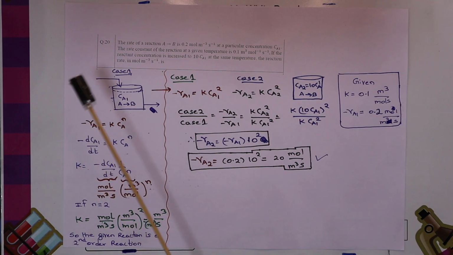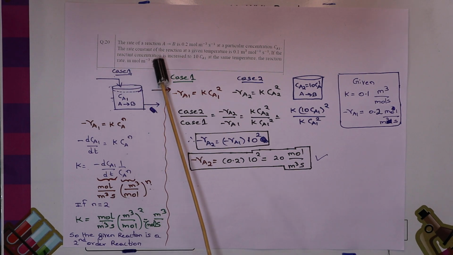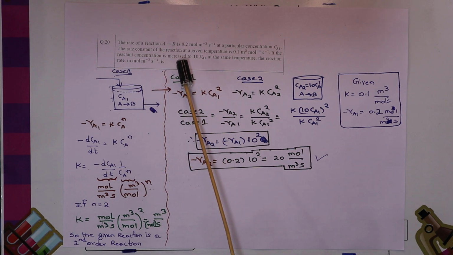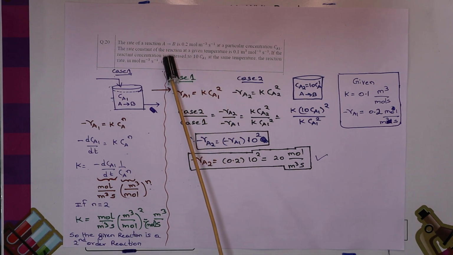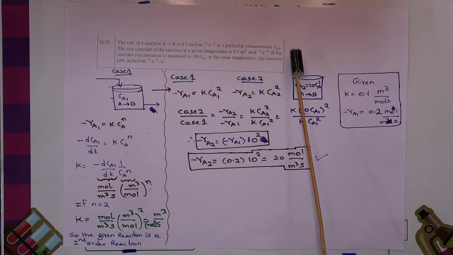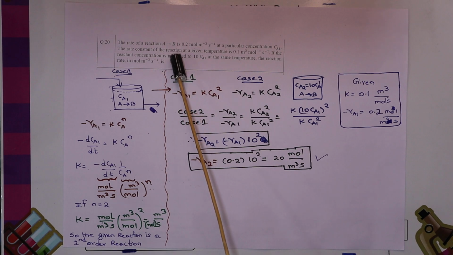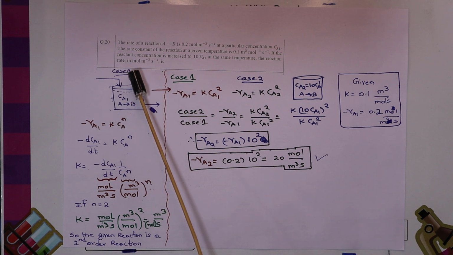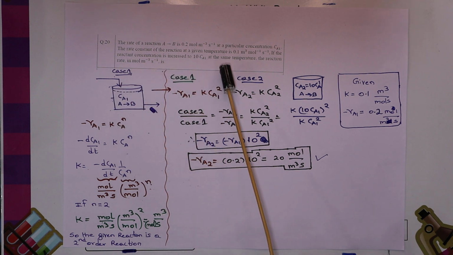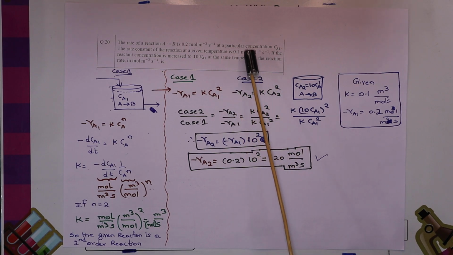Let us discuss question number 20. The question states that the rate of reaction of A giving rise to B is 0.2 mole per meter cube per second. That means the rate of the reaction at a particular concentration Ca1 is 0.2 mole per meter cube every second. The rate constant of the reaction at a given temperature is 0.1 meter cube per mole per second.